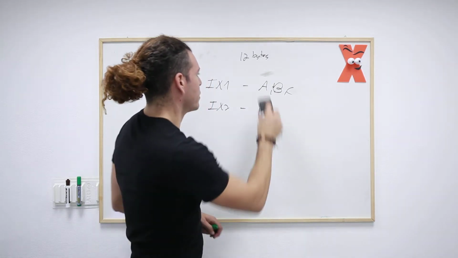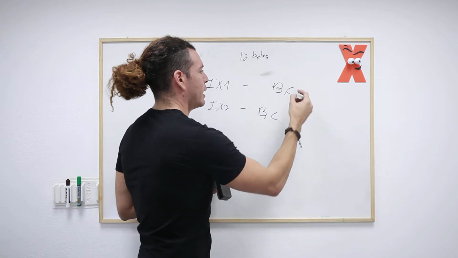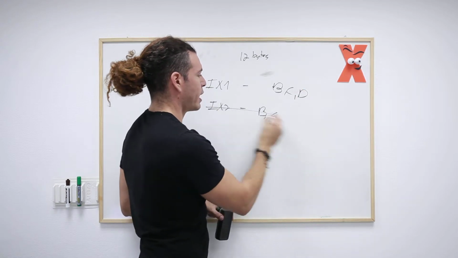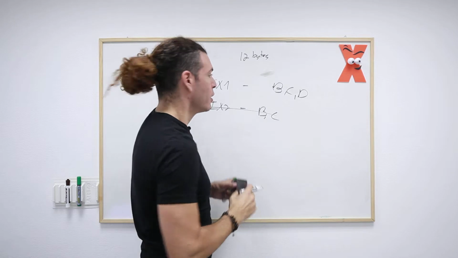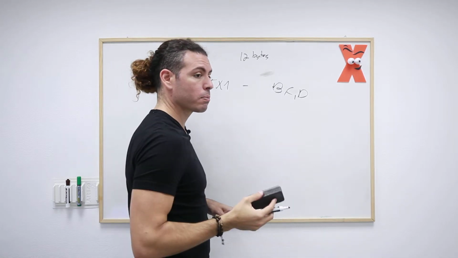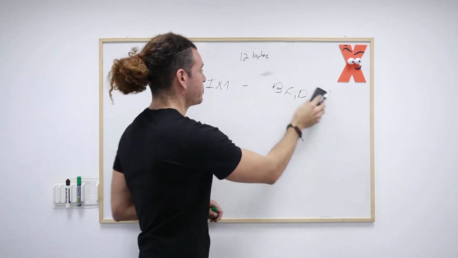Now, if it would have been something like B, C, and D, then yeah, we could have canceled this one and only kept this one. So it has to be not only the columns, but the column order as well.